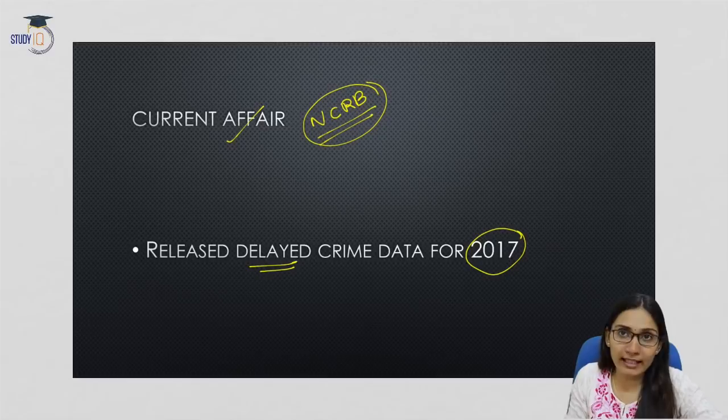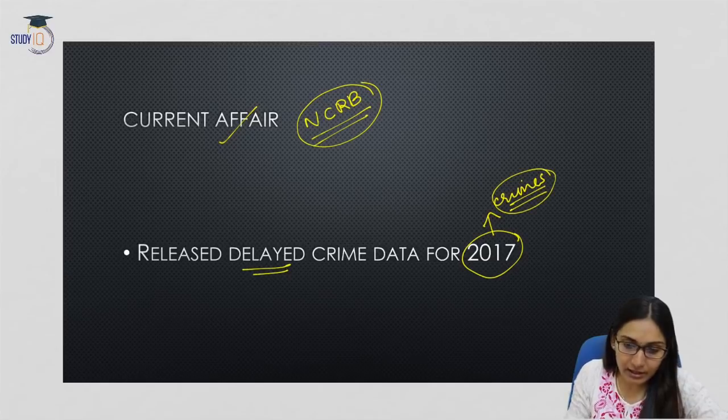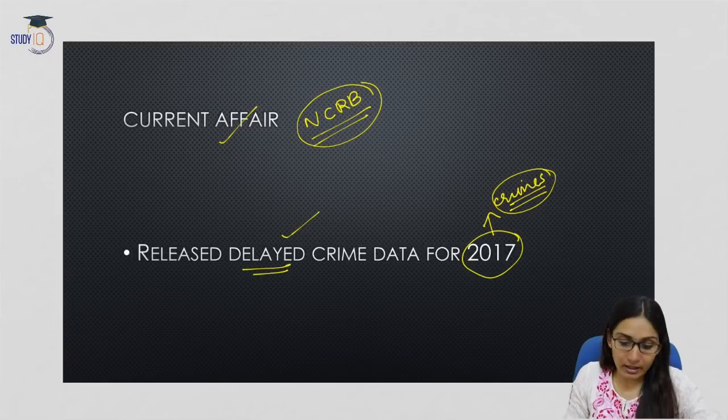Why is it called delayed data? This is because the data on crimes of the year 2017 has been released only very recently. So that is why it is called delayed crime data for the year 2017.